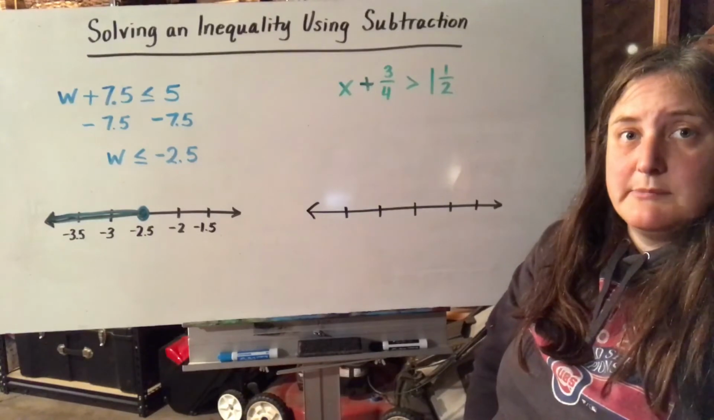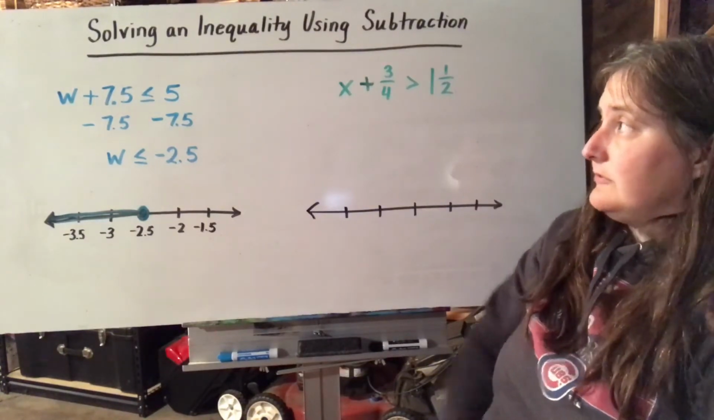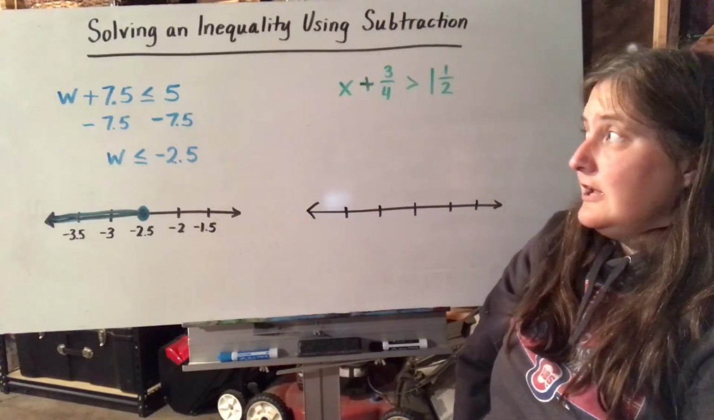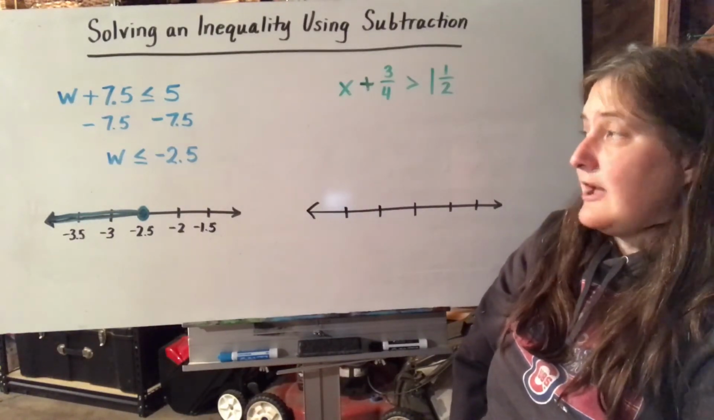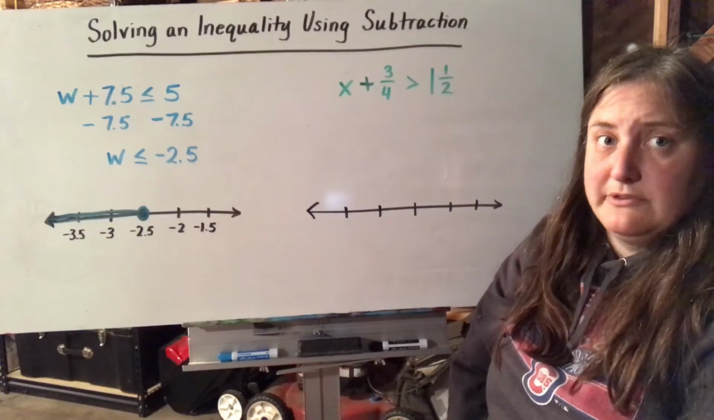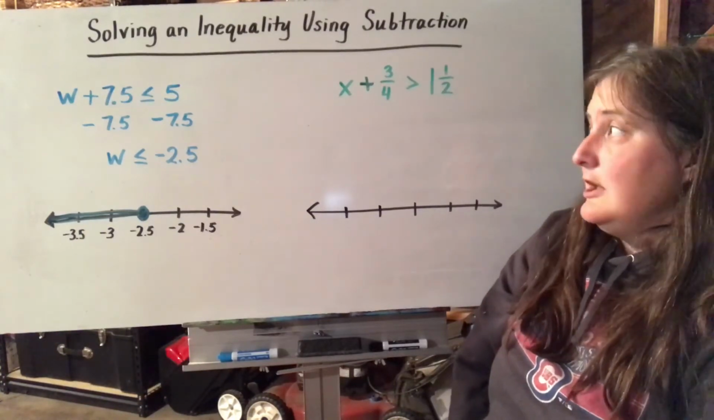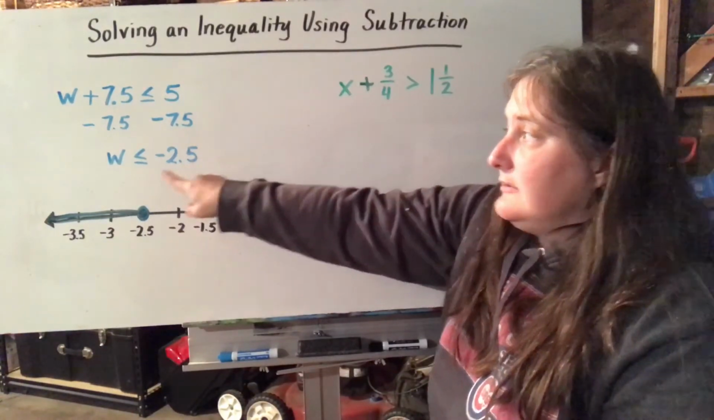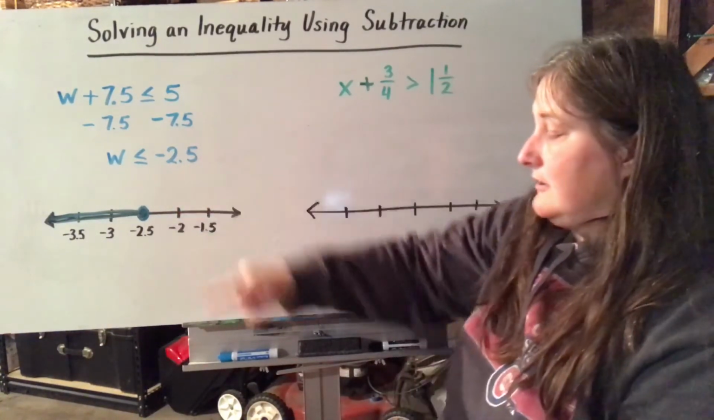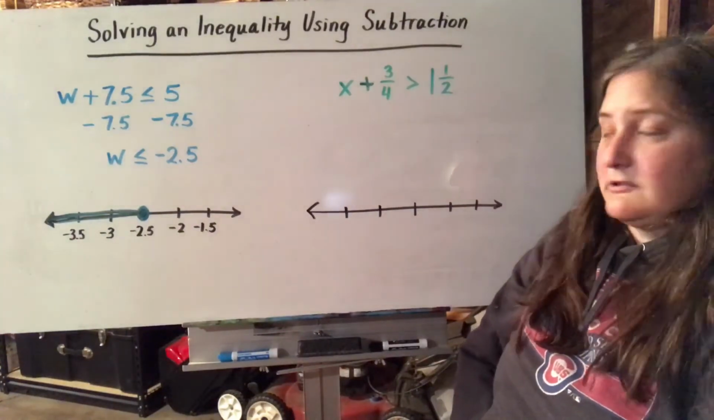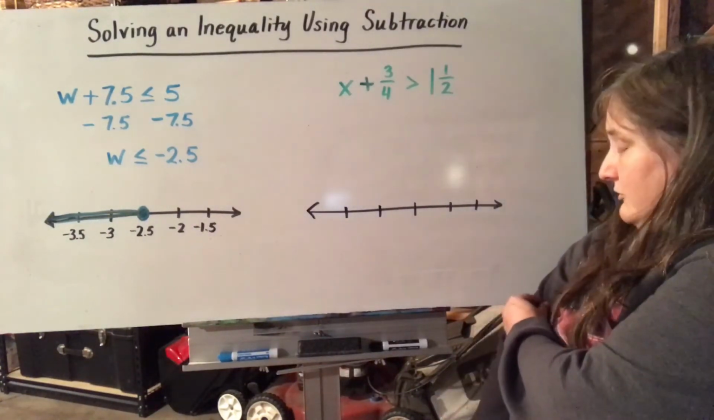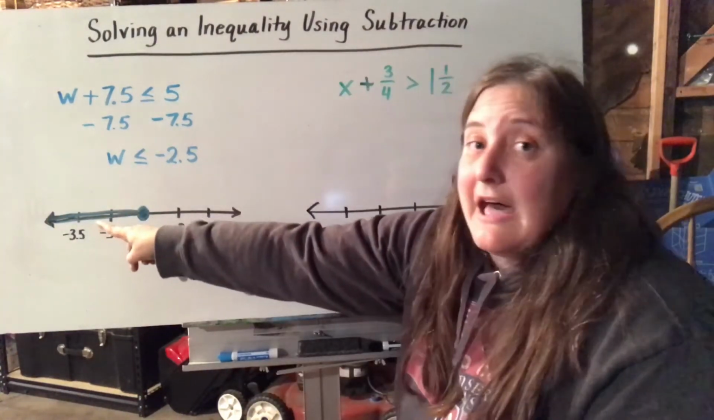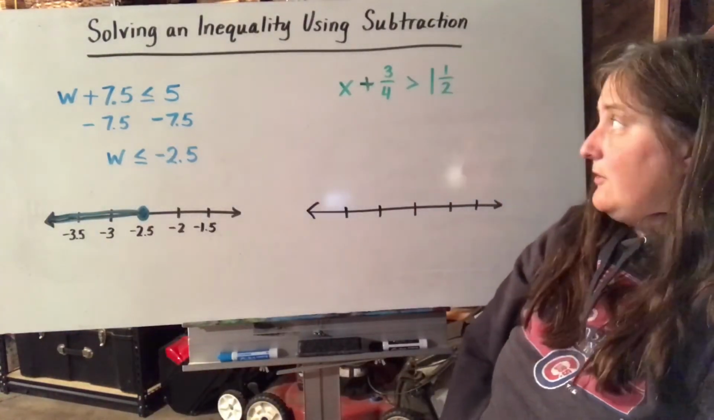Now I'm going to try solving some inequalities using subtraction. So here I started with w plus 7.5 is less than or equal to 5. To isolate w, I will subtract 7.5, but I need to do it to both sides to keep everything fair and balanced. So 5 minus 7.5 leaves me with negative 2.5. So w is less than or equal to negative 2.5. So I filled in my circle because it can be equal to negative 2.5 or anything smaller. So anything to the left should be highlighted, including the arrow.